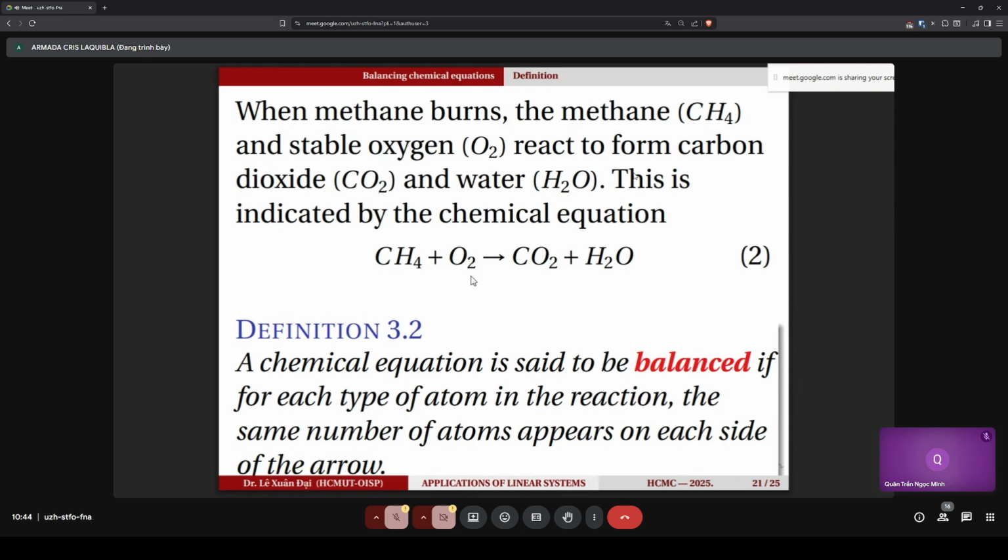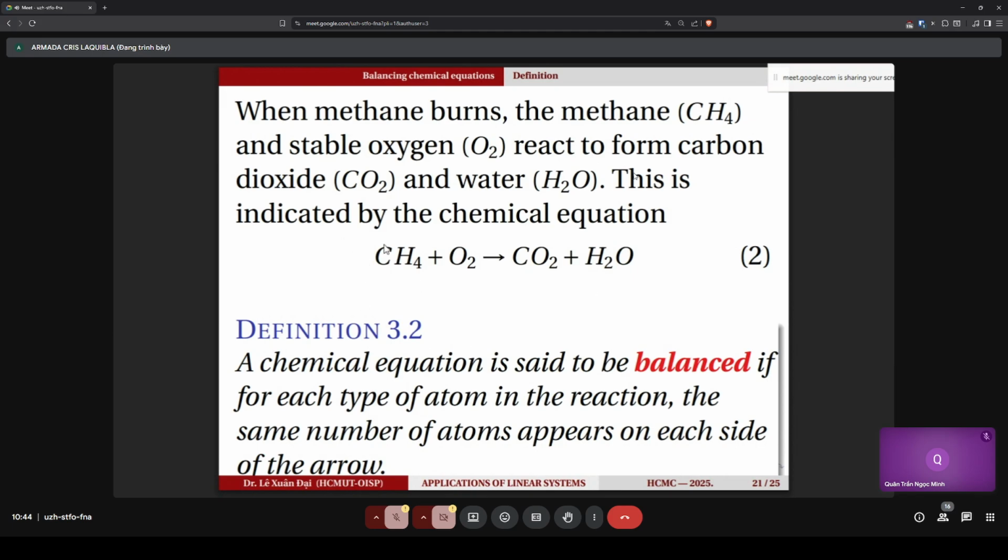H has four. Here the oxygen has two. Here your C has one, so the same C. But the oxygen here are not the same. Here we have two and then one here, so three in the side, and then this one has two. For the hydrogen H, we have here two, and then here is four. So this is not balanced.